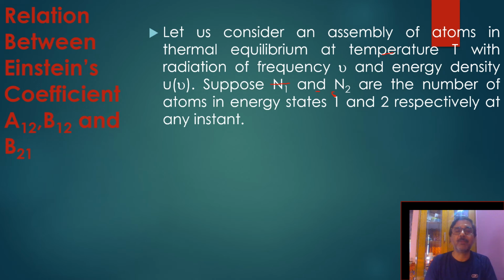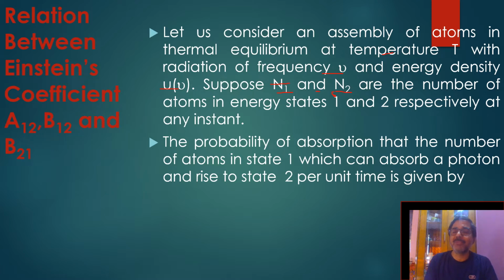Okay, so let's proceed. Let us consider an assembly of atoms in thermal equilibrium at temperature T with radiation of frequency nu, and energy density U nu. So the total energy that we are providing to the medium is U nu, and in the ground energy state and the excited energy state we have N1 and N2 number of atoms. We had discussed the probability of absorption, that is, the number of atoms in state 1 which can absorb photons and rise to state 2 per unit time.